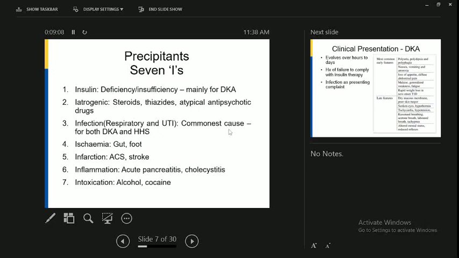The other one is iatrogenic causes, where we usually interfere with the patient's metabolism. We give steroids, thiazides, sometimes atypical antipsychotic drugs, and then we push the patient to a state where the patient can't tolerate or can't adjust to that stress. And the commonest cause for both these conditions are infections, mainly respiratory and urinary tract infections, and the other gut or food ischemia and infarctions, acute coronary or stroke, and severe inflammatory conditions like acute pancreatitis and acute cholecystitis or any other severe inflammatory conditions. And the other ones are alcohol and cocaine.